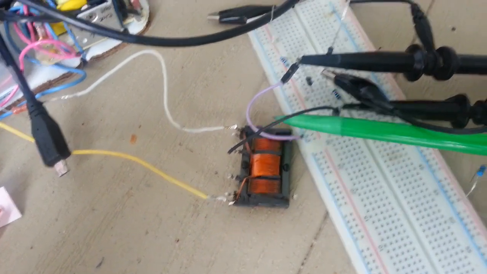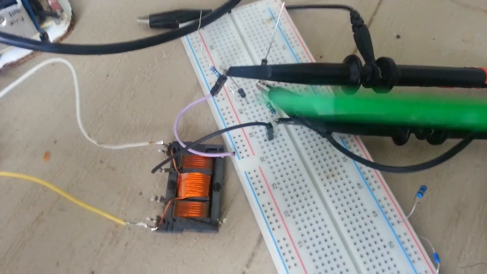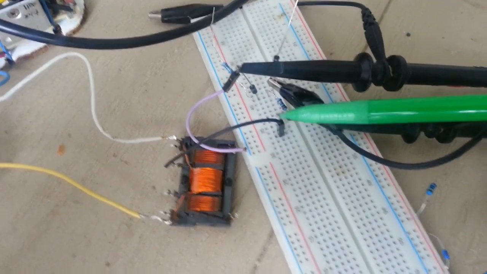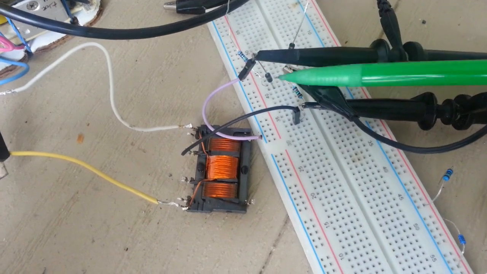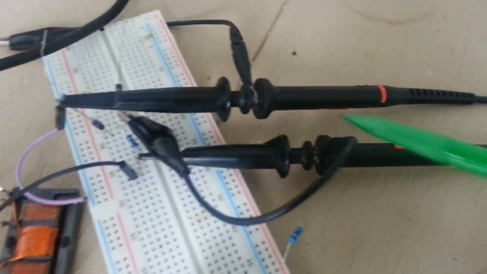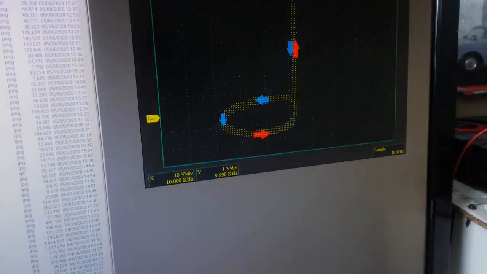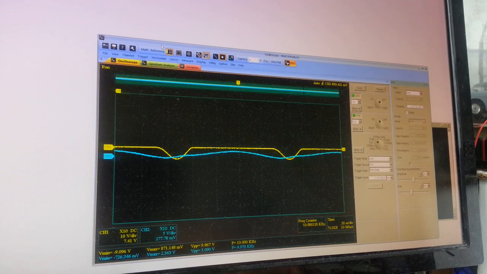The secondary is connected to the breadboard, where I have the diode and the resistor to limit the current. And here are the oscilloscope probes which are going down there. So I have the oscilloscope. And finally we can go and look at the graphs on the computer. Now let's take a look at the oscilloscope.